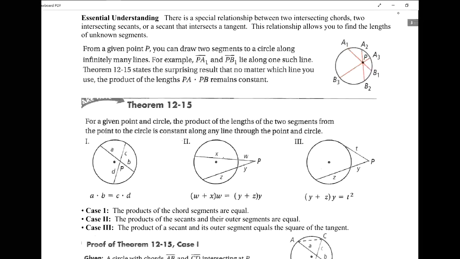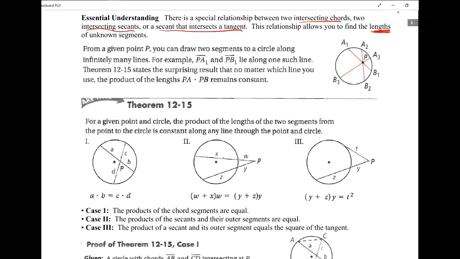All right, we are going to be talking about intersecting chords, intersecting secants, and secants that intersect a tangent. And we are going to use these to find lengths. So the first half of our lesson was angle measures, and the second half of our lesson here is lengths. The lengths of our segments of our chords. All right.